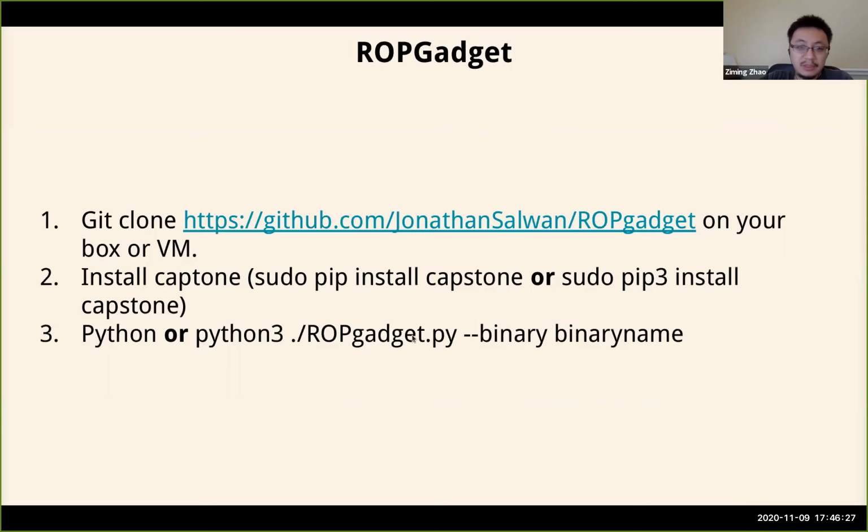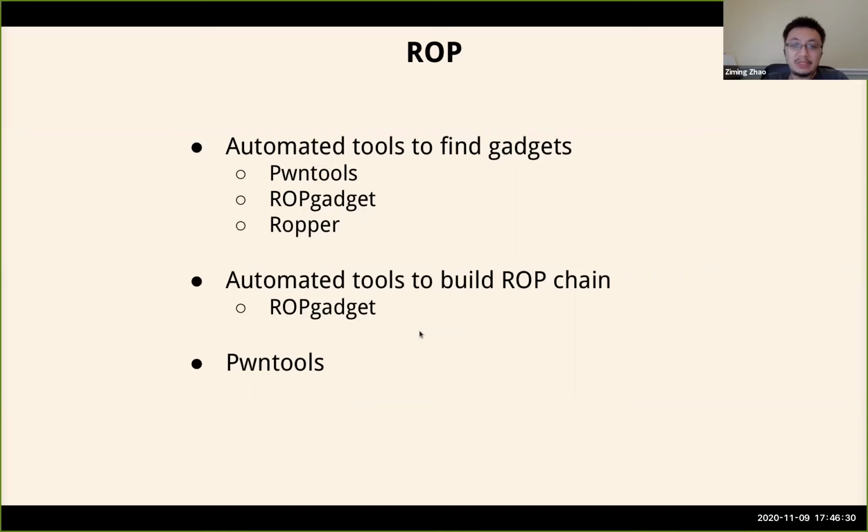Let me show the next page first. There are several tools available for us. There are Pwntools that can help us automatically find gadgets. And another tool I usually use is called ROPgadget. Not only because it can help you find the gadgets, it can also help you generate an exploit. We're going to see that later. I don't remember other tools that can directly generate an exploit. So ROPgadget can generate an exploit that returns a shell to you.